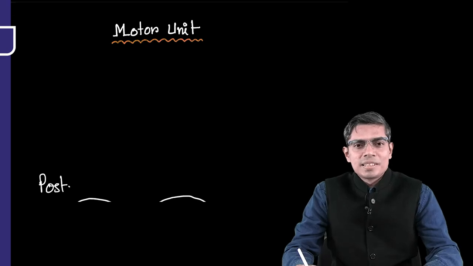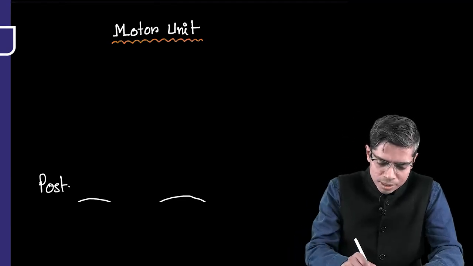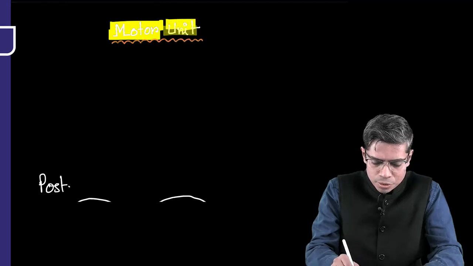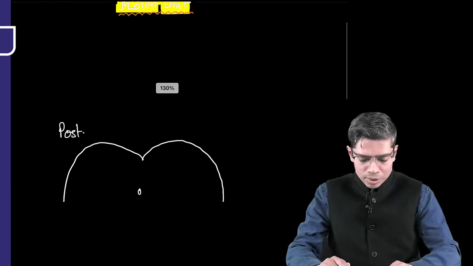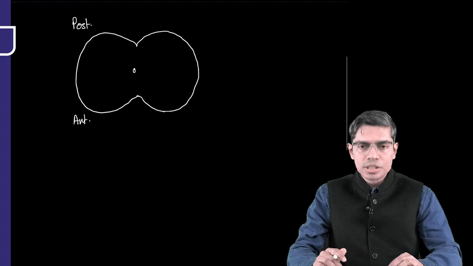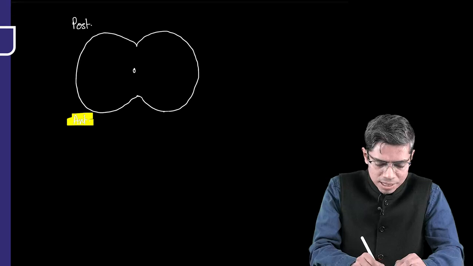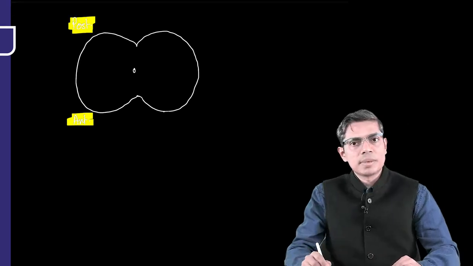Hello everybody. Today we are going to discuss another topic, that is motor unit. So, what do you mean by the topic motor unit? To understand this topic, I have already made one diagram here. You can say that this is the cross section of a spinal cord. This is the anterior aspect of the spinal cord and this is the posterior aspect of the spinal cord.